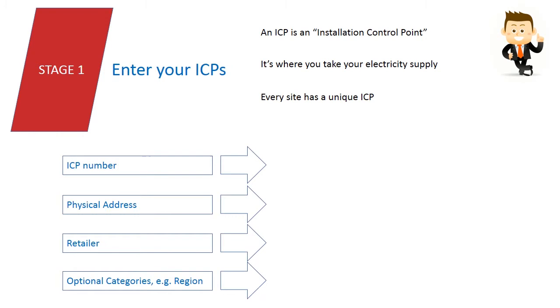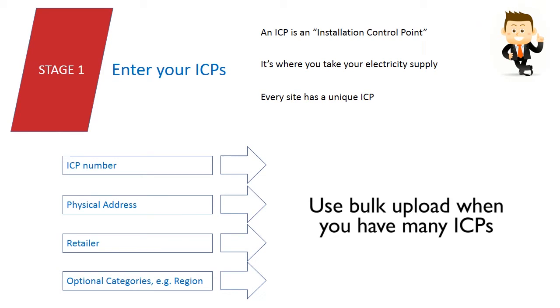ELX also needs to know the retailer supplying each ICP, its physical address, and the company or organisation the ICP belongs to. If you have lots of ICPs, then you can enter them into a spreadsheet and upload in bulk.